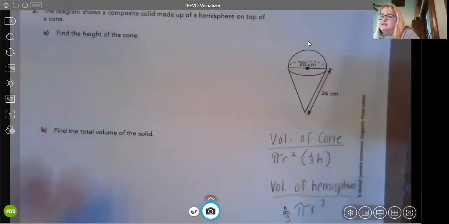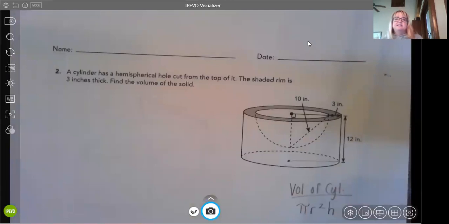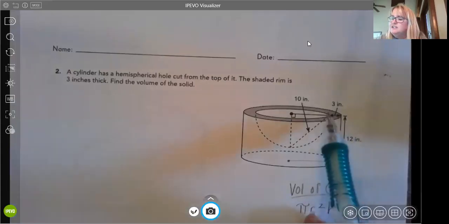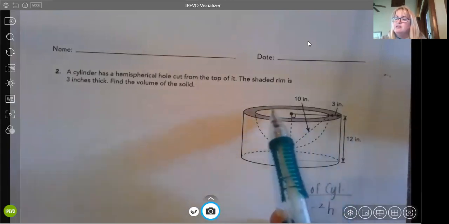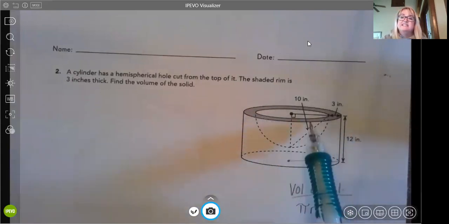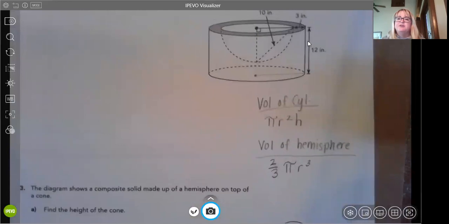All right, let's look at number 3. Number 3 says a cylinder has a hemispherical hole cut from the top of it. The shaded rim is 3 inches thick. Find the volume of the solid. Because this shaded rim is 3 inches thick all the way around, we know that the hemisphere is centered in the cylinder. All right, let's look at the formulas we're using.